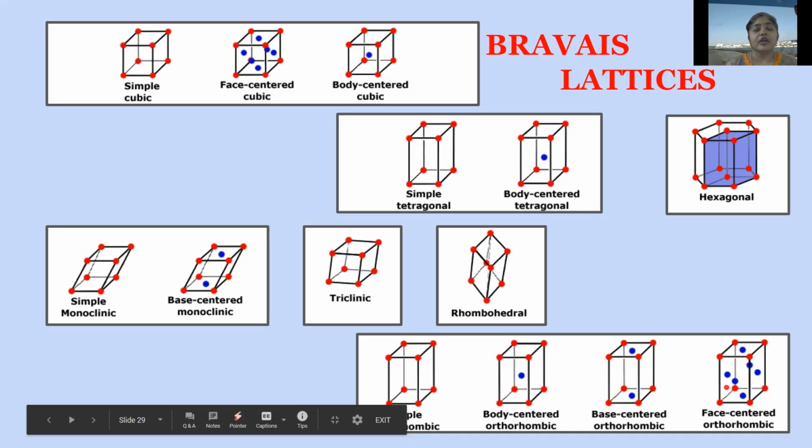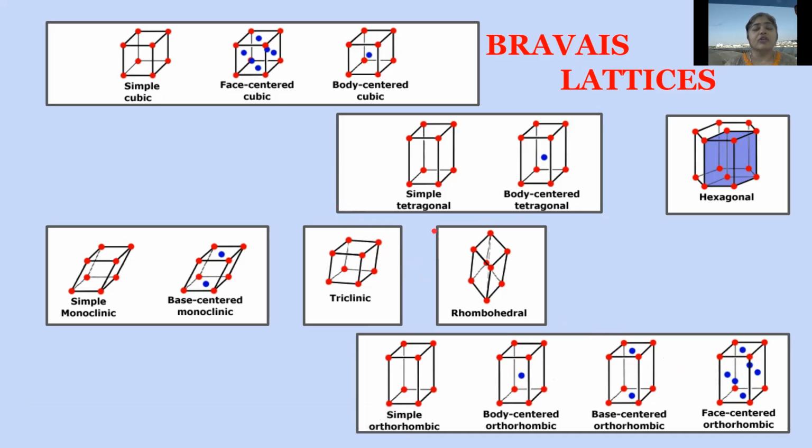So in all, if you see, there are 14 different types of lattices, and these are called Bravais lattices. So there are 14 different types of Bravais lattices. Every crystalline solid, when you ultimately break it down to its smallest particle possible, you will see that it is comprised of a unit cell, and the unit cell can be one of these 14 types.